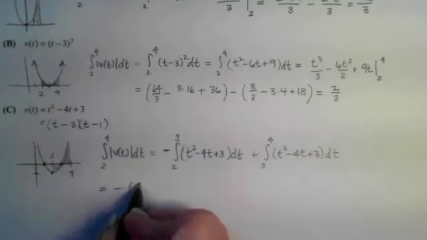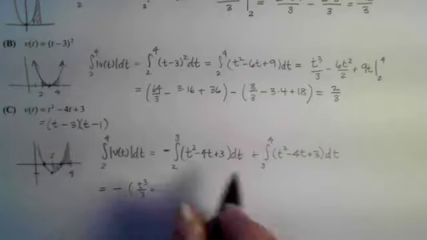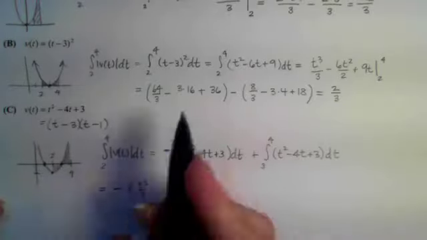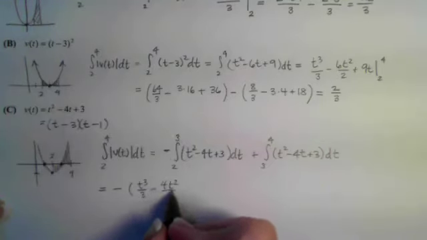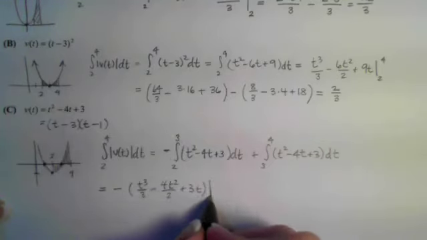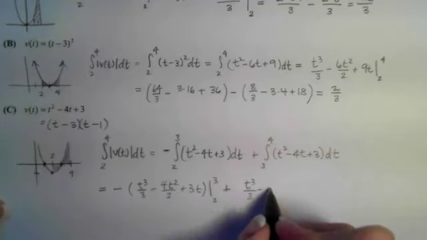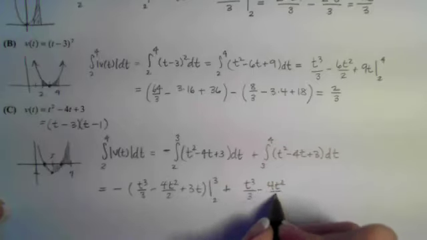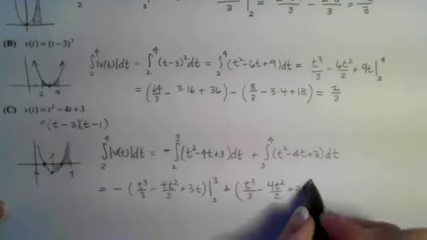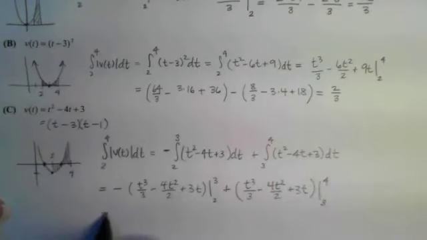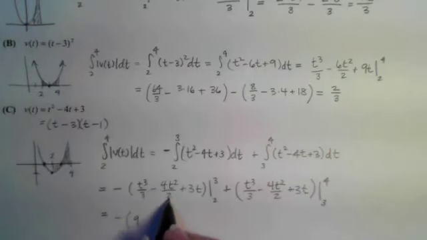So I'll have the opposite of a t cubed over 3 minus a 4t squared over 2 plus a 3t. That one will be evaluated from 2 to 3. Then I'm going to add t cubed over 3 minus 4t squared over 2 plus 3t evaluated from 3 to 4. So I need to plug in the 3 first, so that would give me a 27 over 3, which is a 9. That can cancel, give me 2 times a 9 is an 18, plus a 9.